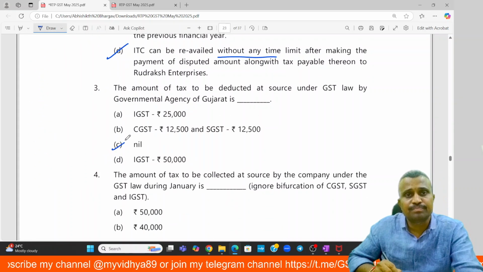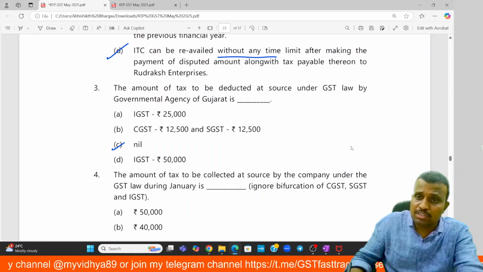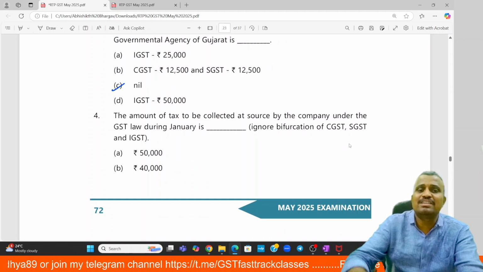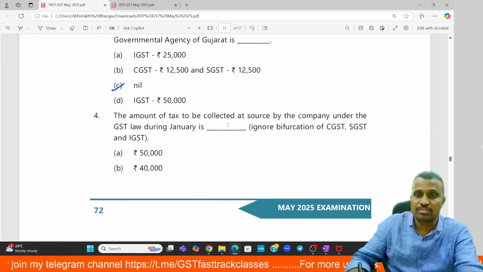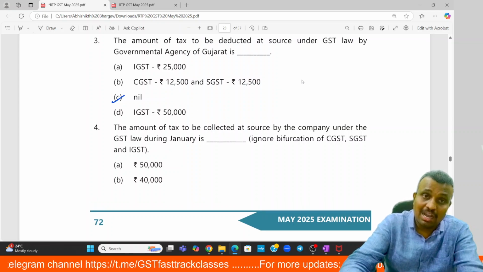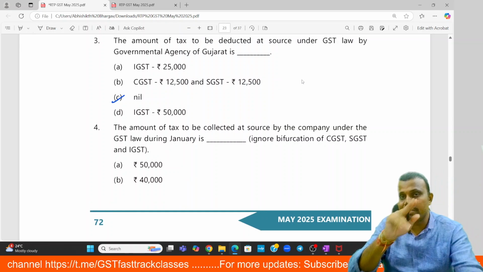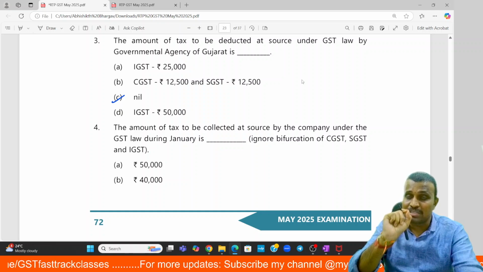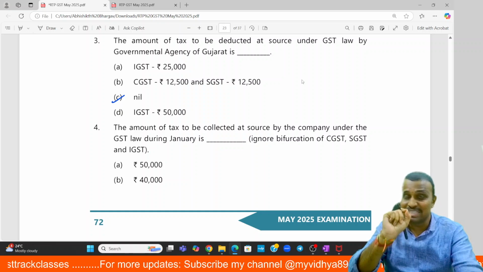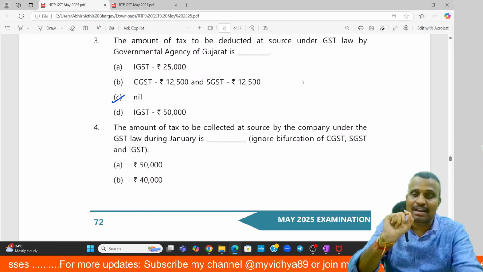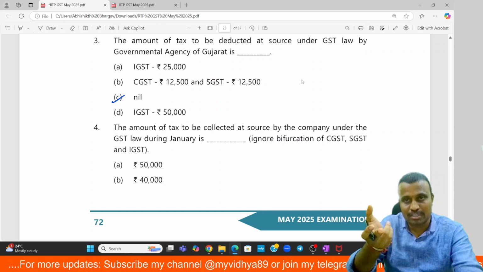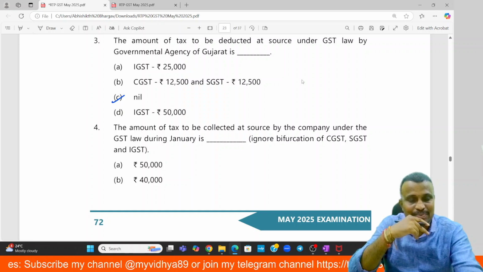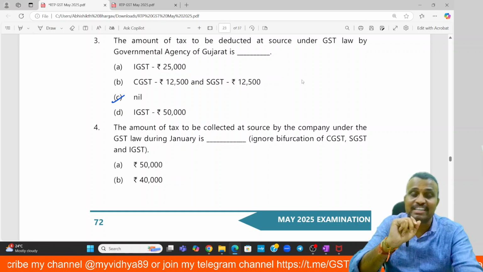So the answer is nil. And coming to the fourth one: the amount of tax to be collected at source by the company under GST law during January is... Before that, in case of TDS, we have one amendment, if you remember. A registered person supplying metal scrap to another registered person is also covered under TDS.